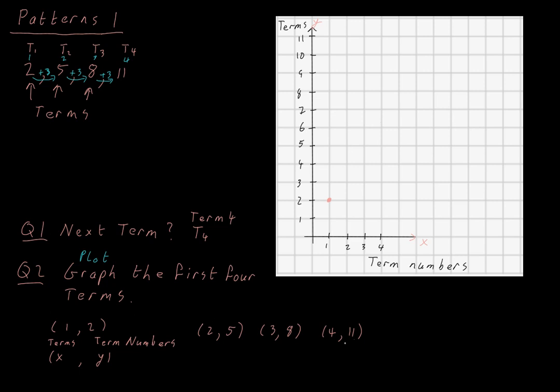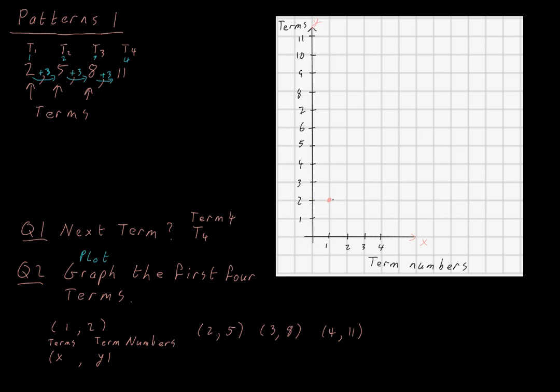I planned this out ahead of time, but if we were doing this as a question and we didn't know how big our x and y axis would have to be, we would find our points, list them out, and ask what our x and our y need to go between. Our smallest x is 1 up to our biggest x is 4. Our smallest y is 2 up to our biggest y is 11. So I have made sure that my axes, my term numbers and my terms, go from 1 up to 4 at least, and from 2 up to 11 at least.